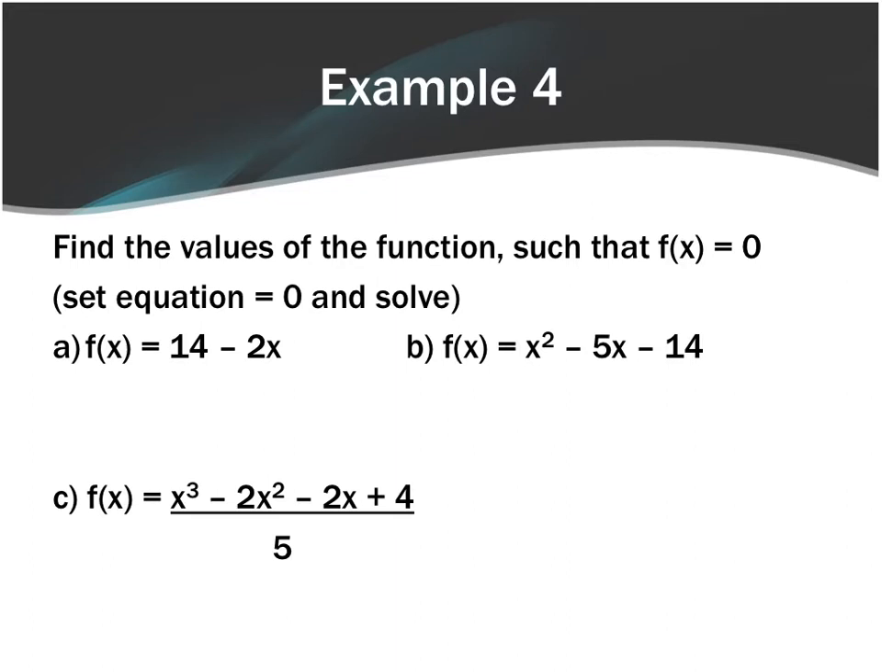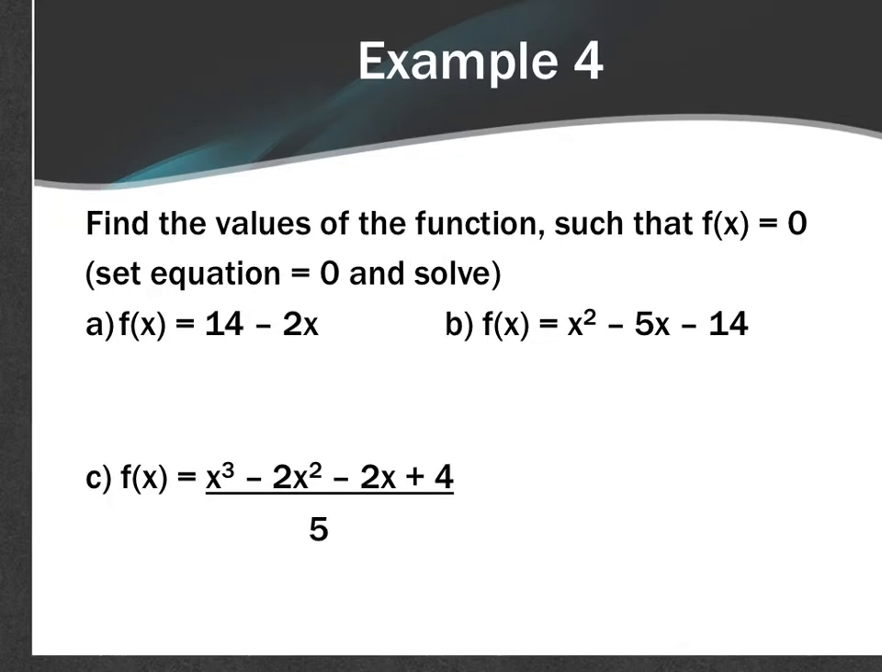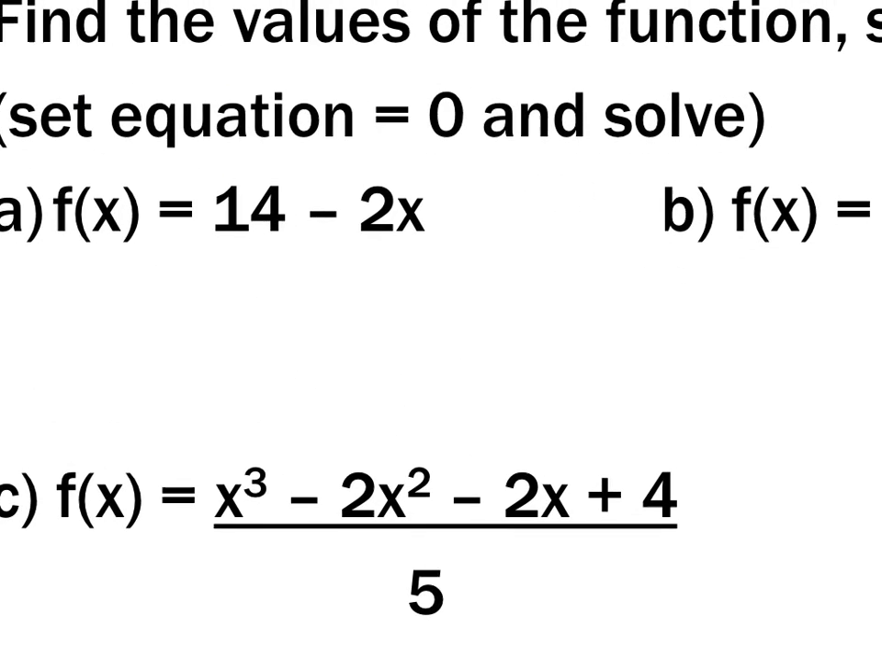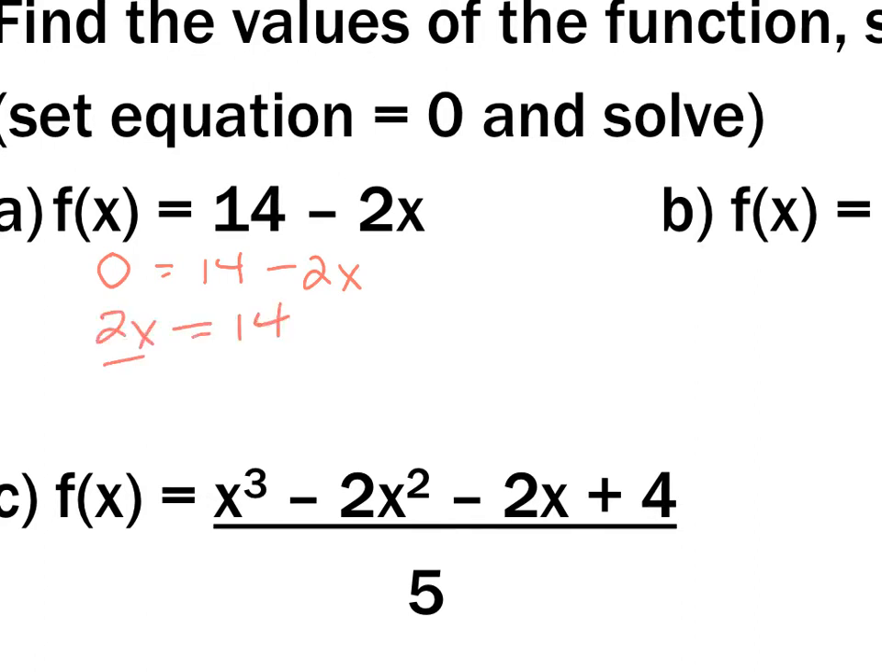All right, so now this one says, find the values of the function such that f of x equals 0. So all we have to do is literally replace f of x with 0 and then solve the equation. So for A, we're saying where would f of x equal 0, which means make f of x equal 0, and I get 0 equals 14 minus 2x. Then solve your equation. I can add the 2x to the other side, then divide by 2, and I get x equals 7. Easy stuff. If I plug that in, I should get 0. These you can all check. Plug them back in, make sure you get 0.